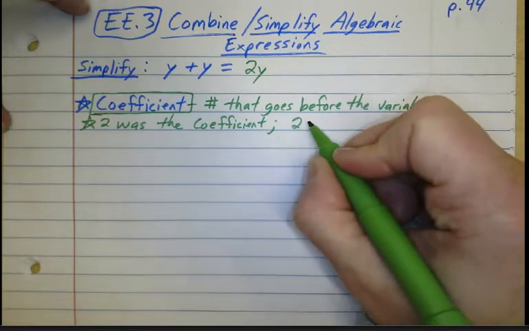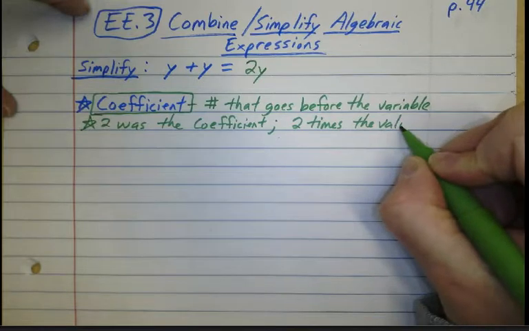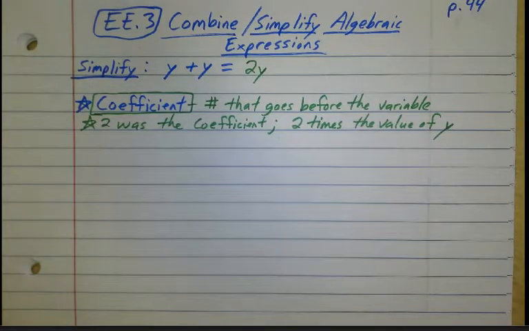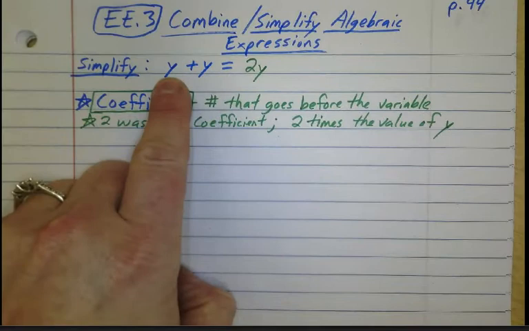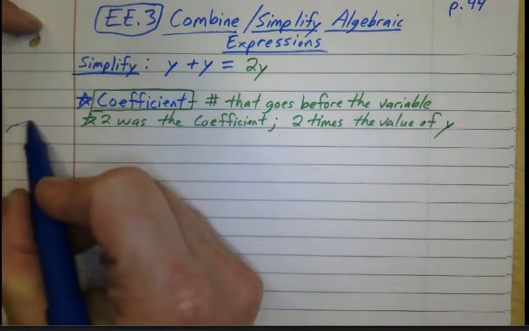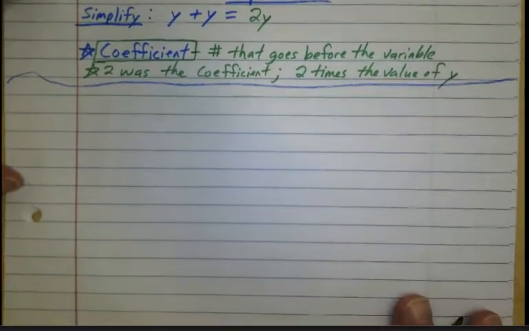It really just means 2 times the value of y. You may know what y stands for, you may not. You just have to combine them together and say that's simplest form. This is expanded out, and you simplify it together. Put a little line here in our notes.